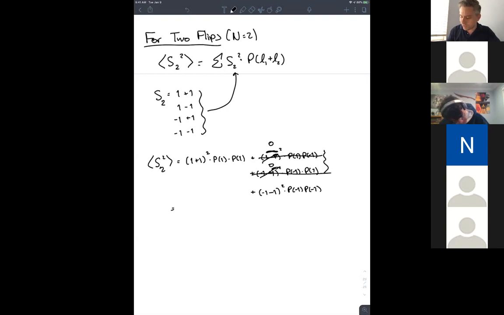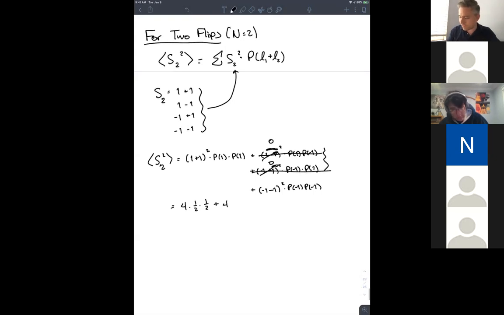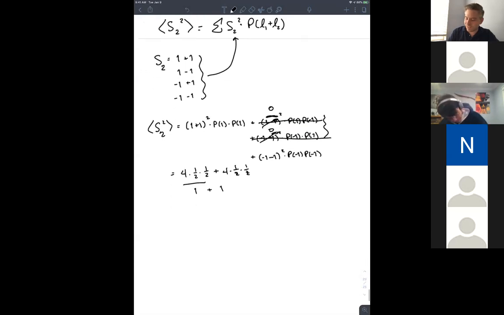So this one is 2 squared, so that's 4 times 1/2 times 1/2. Plus minus 1 is minus 2 squared, gives you 4 times 1/2 times 1/2. Oh look, so this is 1 and this is 1. So in other words, the average of S sub 2 squared is 2. The average of S sub 1 squared is 1.